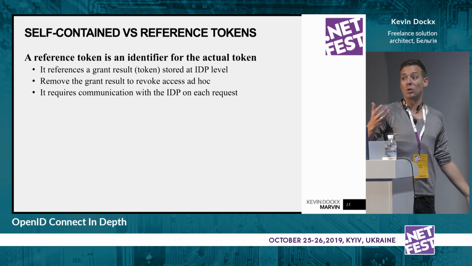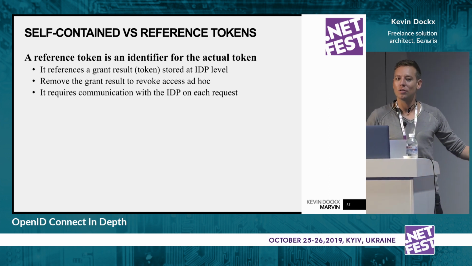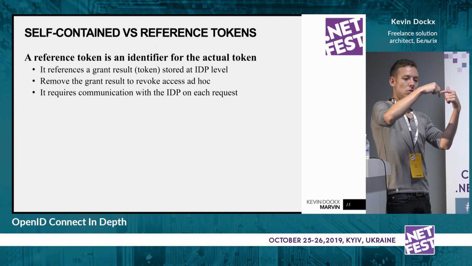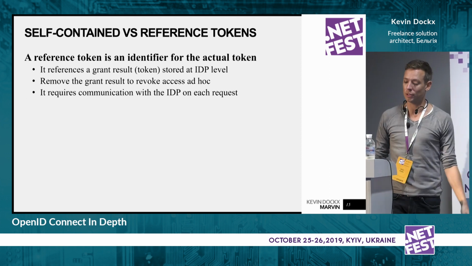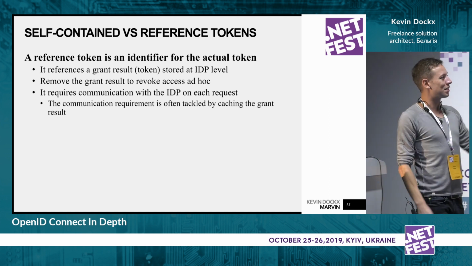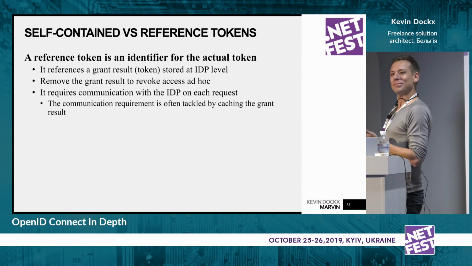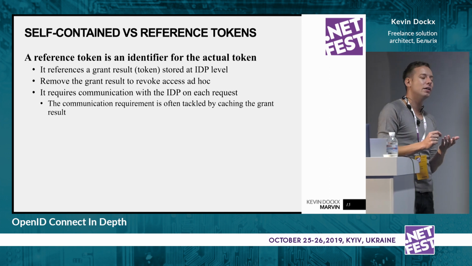One of the simplest ways to revoke a token is simply to delete the line out of the database where it's stored. Next time the reference token comes in, talk to the IDP, no result, sorry, you're not allowed in. But the disadvantage then is also obvious. It requires communication with the IDP on each request. And, well, that can be quite a big strain on your identity provider.